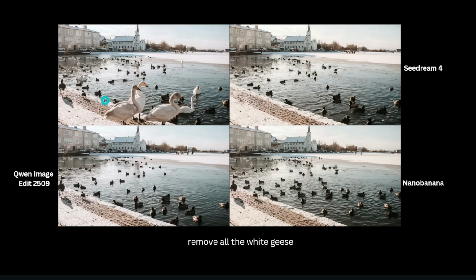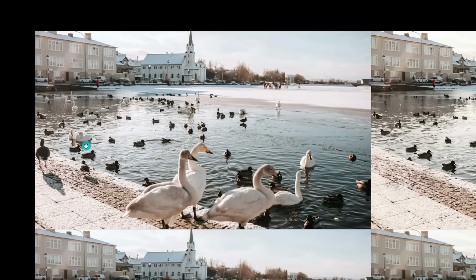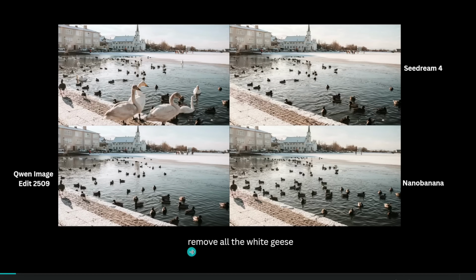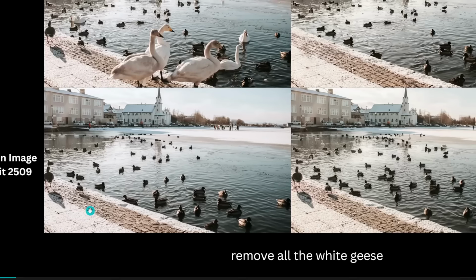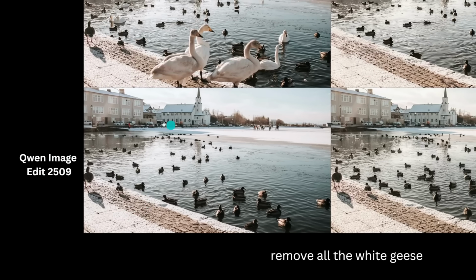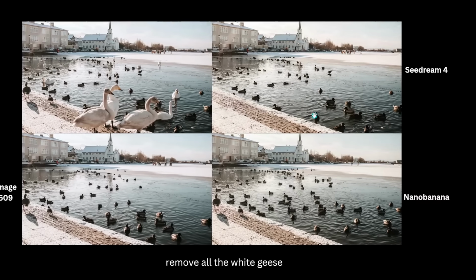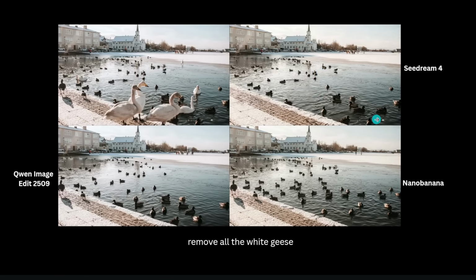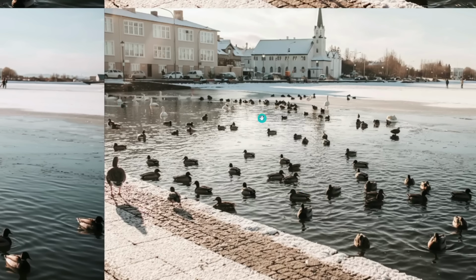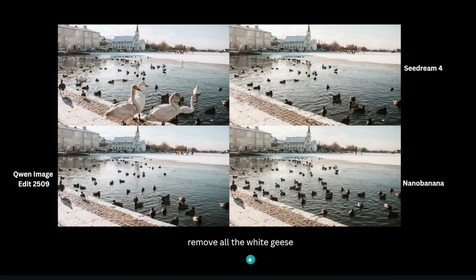Alright, here's another really tricky example. I took this image with a ton of geese and ducks, and for the prompt, I only wanted to remove all the white geese. And as you can see, Qwen Image Edit nailed it. It was able to remove all the white geese while keeping the rest of the ducks in the photo. And actually, Seedream also nailed this, so it also was able to remove all the geese. However, if you look at Nano-banana, it still had some white geese in the background, so it was not able to detect and completely remove all the white geese.